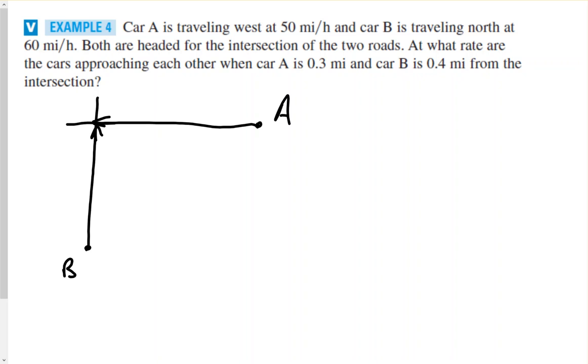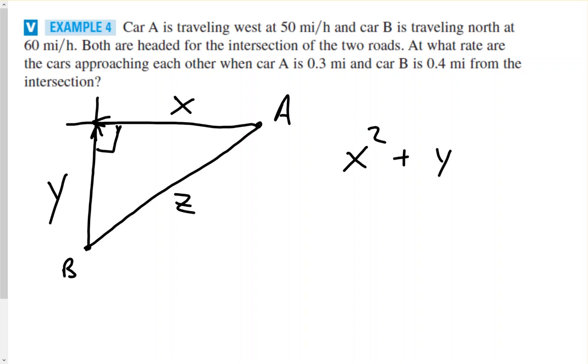Okay, so what's connecting them would be this, right? So we have another right triangle situation. Let's call this x because that's the horizontal direction. We'll call this y, that's the vertical direction. And let's call this one z since we have x and y. So now what's going to connect all these is the Pythagorean Theorem. Right? x squared plus y squared equals z squared.